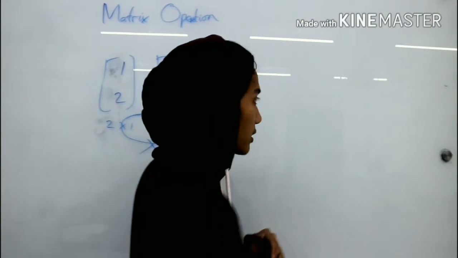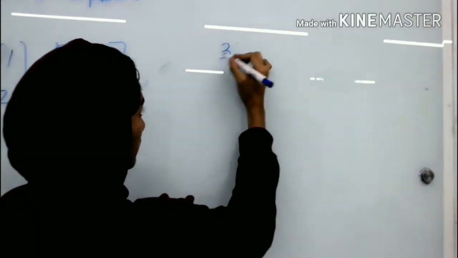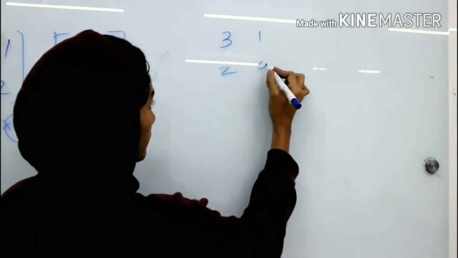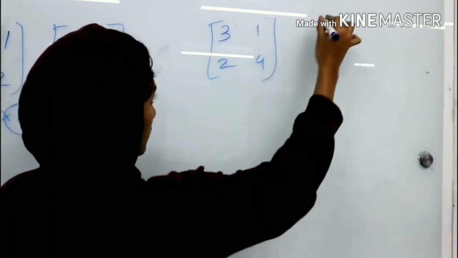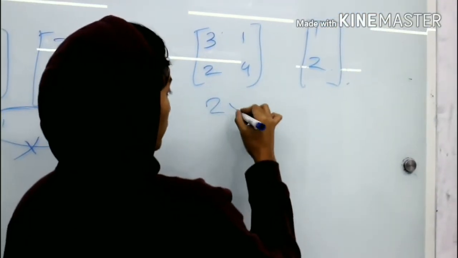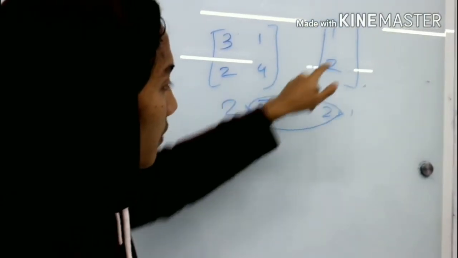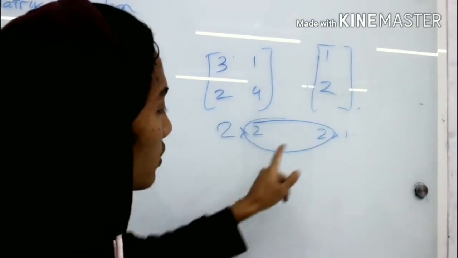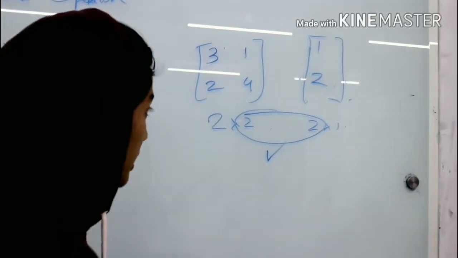How to operate the matrix? We must make it like this. For example, this is a matrix with two rows and two columns, and this is a matrix with the same columns and the same rows. Okay, we can do the operation.